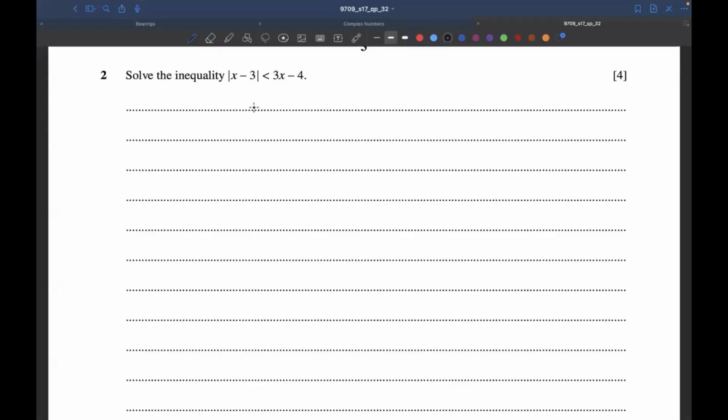In question 2, we have to solve the inequality |x minus 3| is less than 3x minus 4. Now, as there's a modulus sign involved, we can first square both the sides. So we'll get (x minus 3) whole squared is less than (3x minus 4) whole squared. Expanding, we'll get x square minus 6x plus 9 is less than, and this will become 9x square minus 24x plus 16.